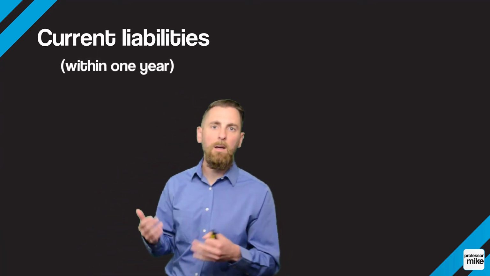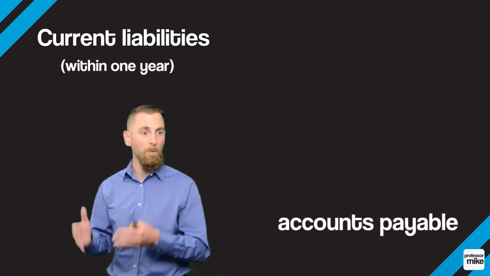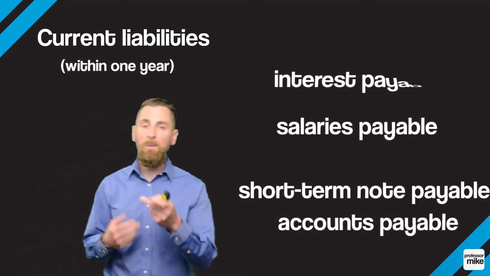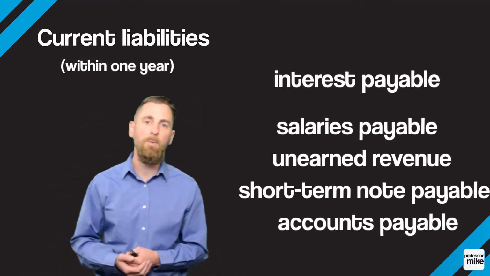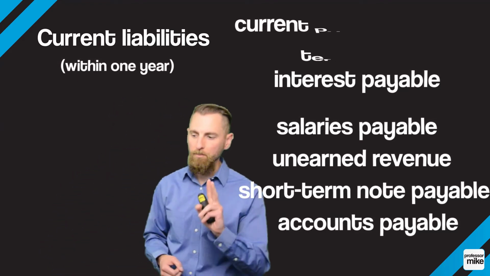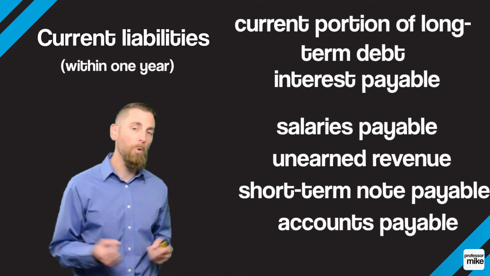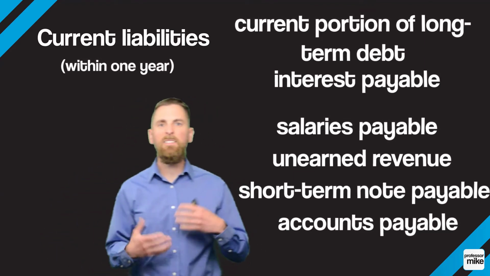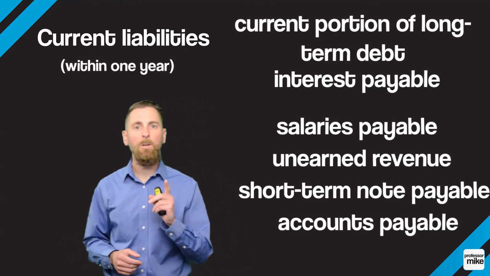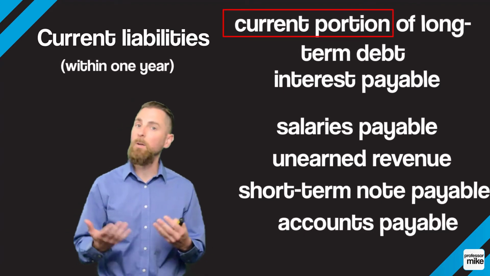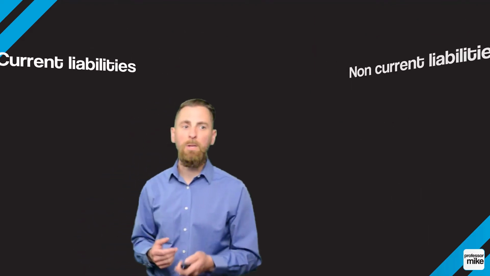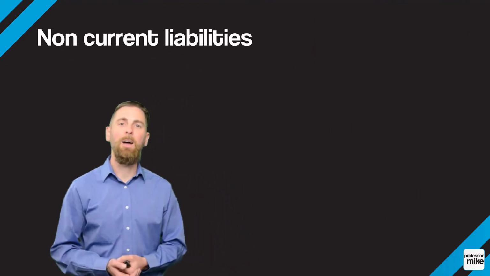So think about something like accounts payable or a note payable that's due within a year. Interest payable, salaries payable, unearned revenue is a good example if we're expecting to earn that revenue within 1 year. And the current portion of our long-term debt. For example, if we have a long-term mortgage within our company, and let's say it's $100,000 and we know we're going to be paying $10,000 back in this year, that current portion of our long-term debt is actually a current liability because it's due within a year. The rest would actually be a non-current liability.